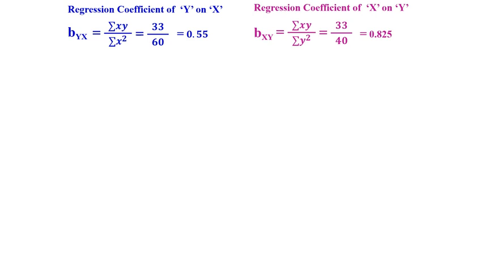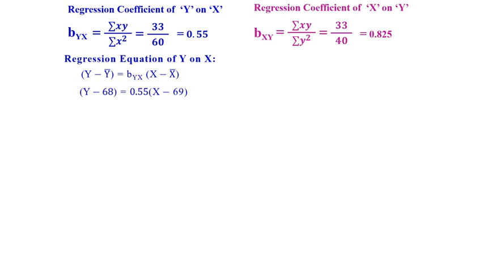Now move on to construct the regression equation of y on x. It is given as y minus y bar equals byx into x minus x bar. Substitute the values. Y minus 68 equals 0.55, as computed above, into x minus 69. X bar is 69, y bar is 68.